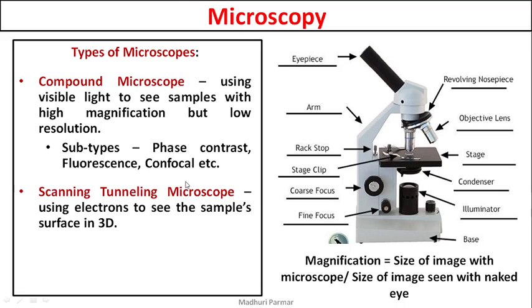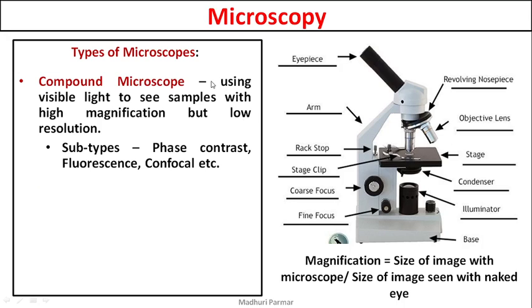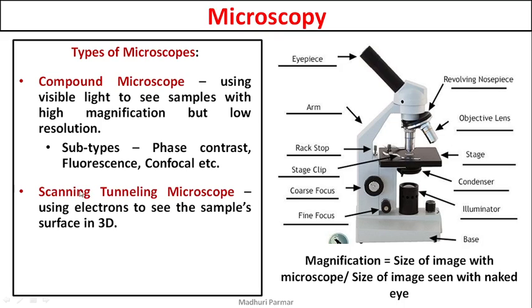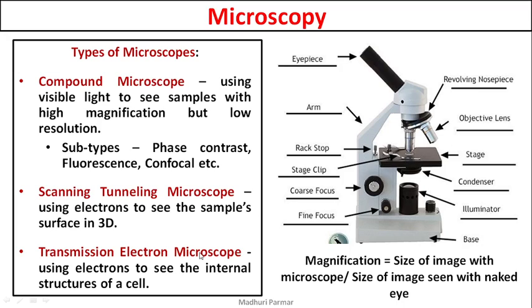Then you have a second variety, which is electron microscopes. Electron microscopes do not use light. Till now, whatever we have studied uses light, a light source, electromagnetic radiation. While electron microscopes use an electron beam. The source is an electron beam. Sorry, the illuminator is something which generates the electron beam. There are two types of electron microscopes: scanning tunneling microscope and transmission electron microscope.